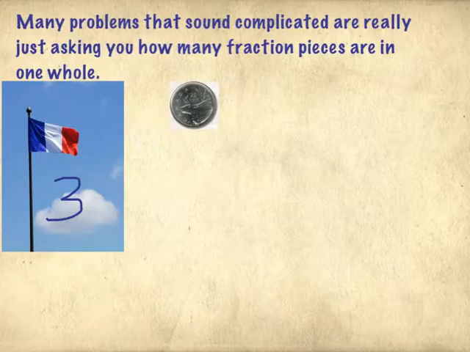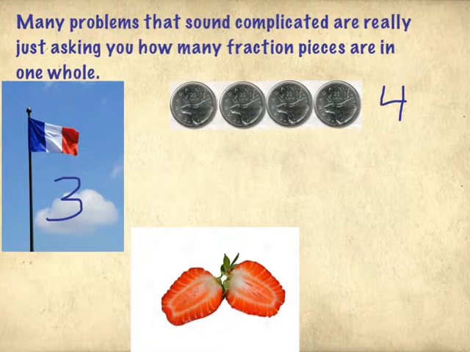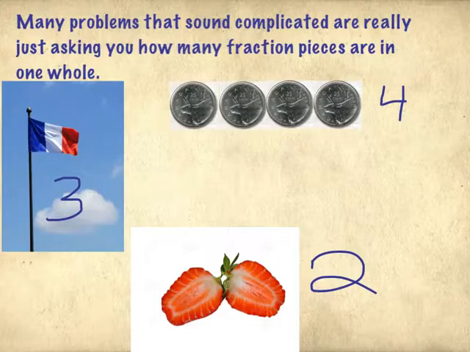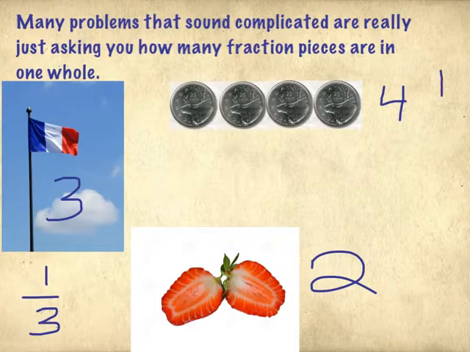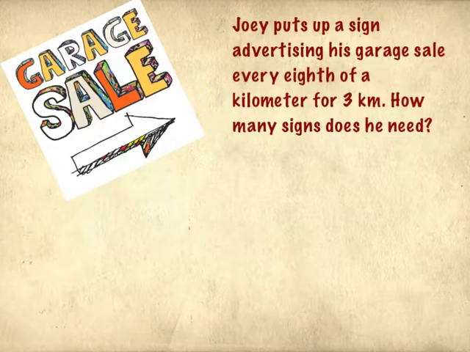How many quarters are in one whole? There are 4 quarters in one whole. How many halves are in one whole? There are 2 halves in a whole. So if I ask you how many fraction pieces are in one whole, you just have to remember that if I write a fraction, the bottom number is telling me how many pieces are in the whole. Simple enough. There are a lot of problems that sound complicated, and really this is all they're asking you. So we'll look at an example.